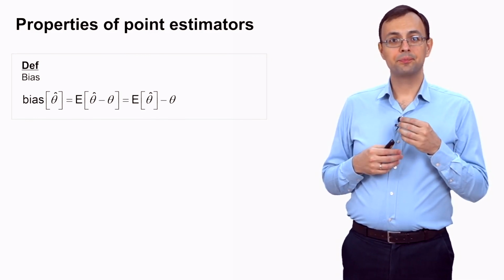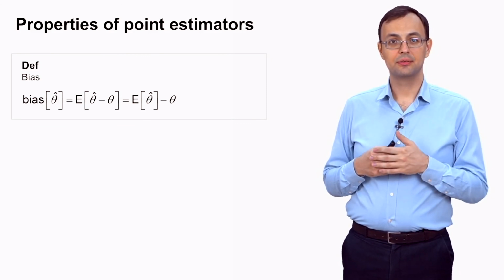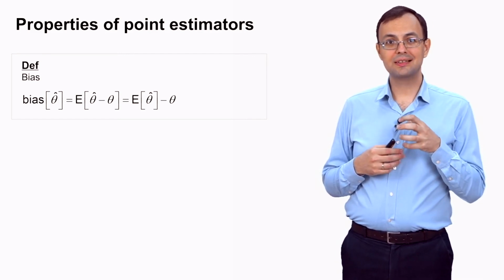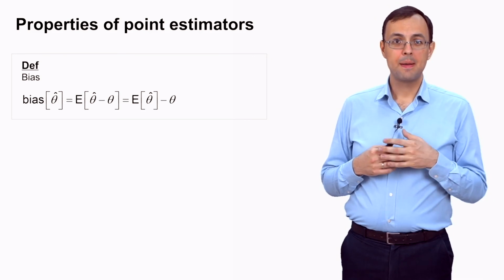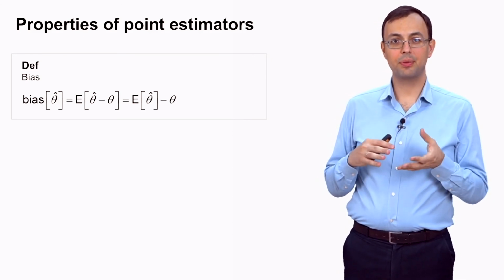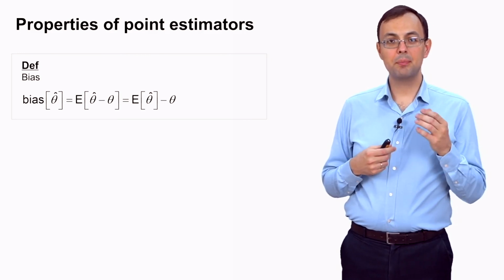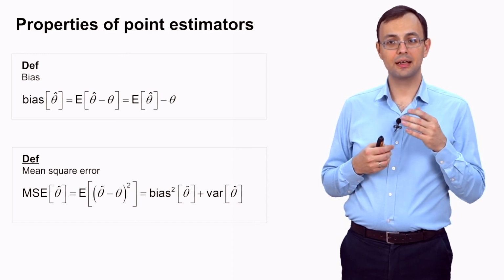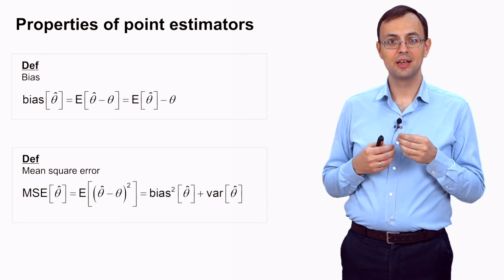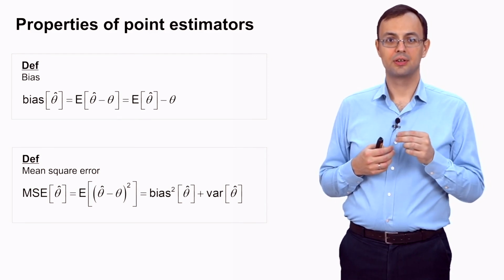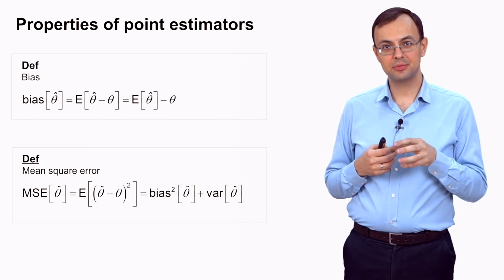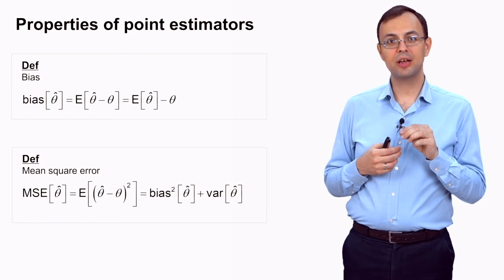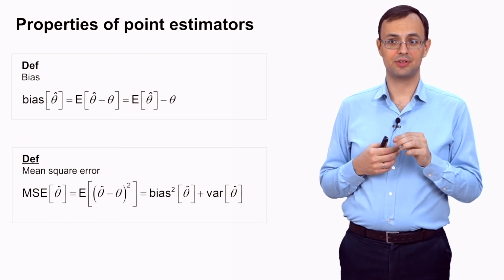If the estimator is an unbiased one, we can measure its accuracy with the variance. But in general, for both biased and unbiased estimators, the general measure of accuracy is the mean square error. The mean square error is defined as the average squared difference between the estimator and the parameter we are estimating. So the bias is the average difference and the mean square error is the average squared difference.